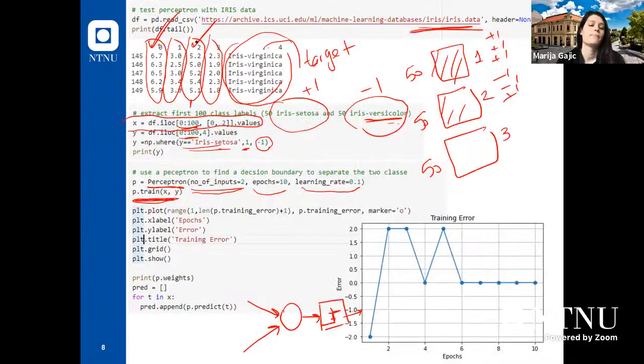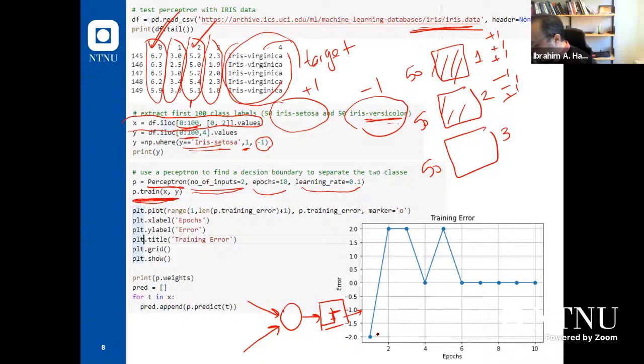Right. And after that, I will train my model. So this is the training error. We started with this value, and the values increase, and after that decrease and it becomes zero here, right? So it takes maybe 6 epochs to train my model.